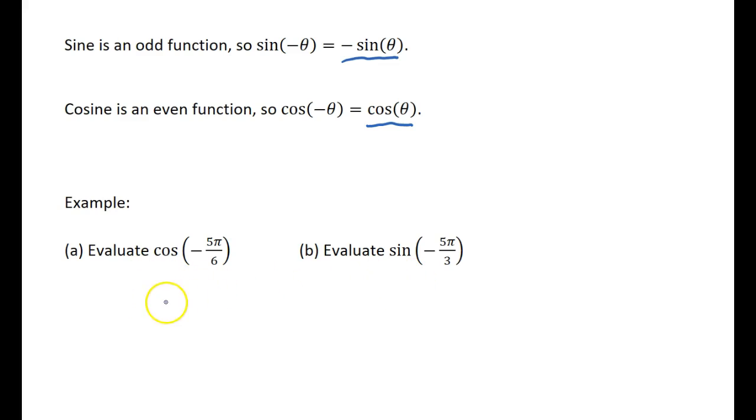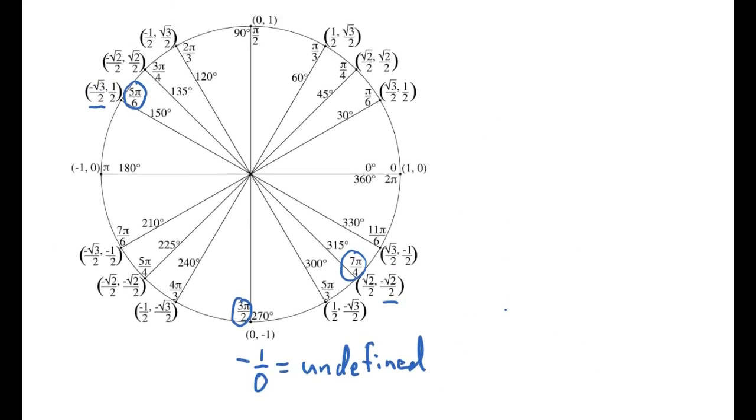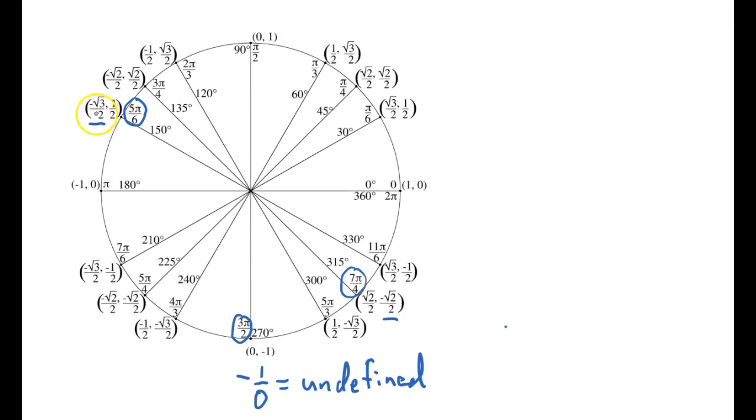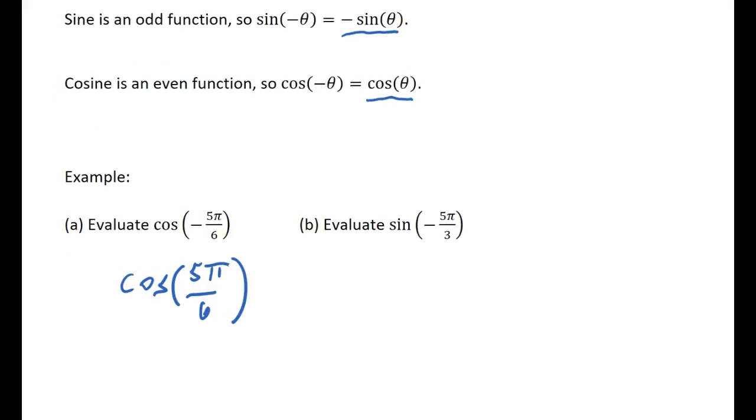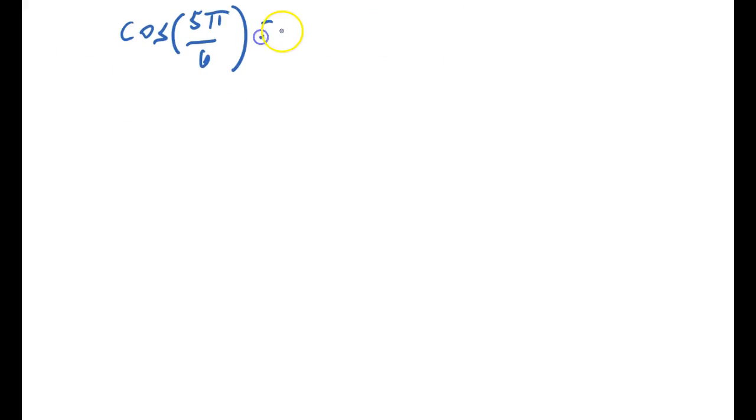So the cosine of negative 5 pi over 6 is the same as the cosine of positive 5 pi over 6. And we'll go up to our unit circle and look up 5 pi over 6, and there it is, negative root 3 over 2.